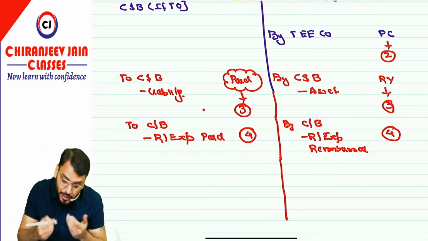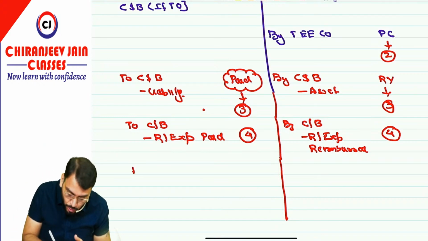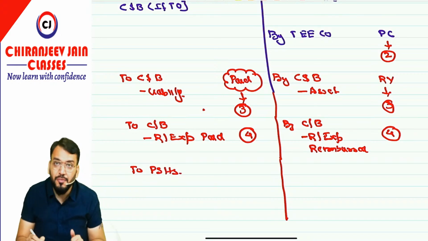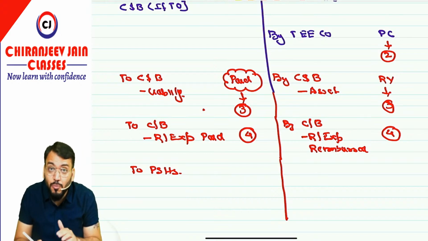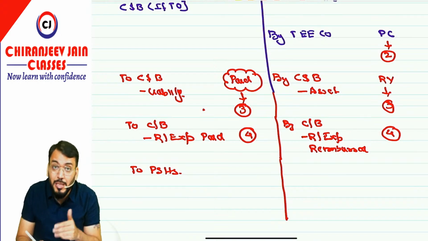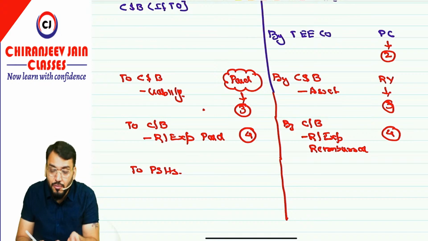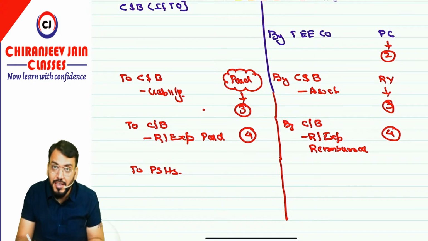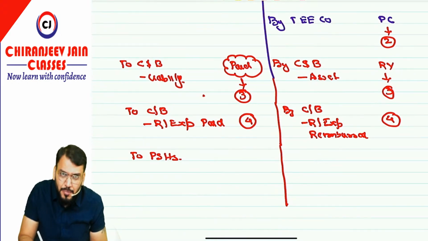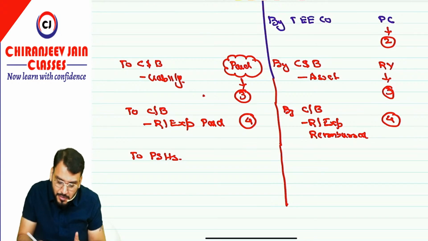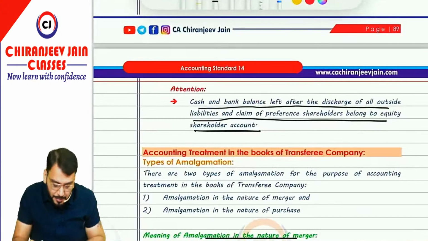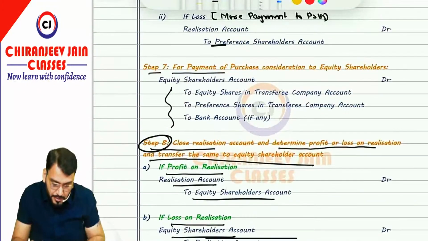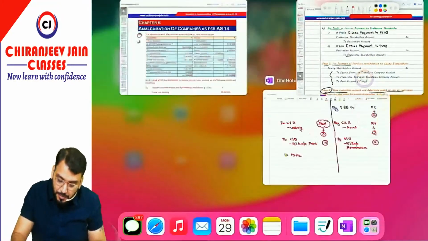Then when you close the preference holders account, there can be some more payment to preference holders. If we do more payment, we write on to preference holders. More payment to preference holders will be transferred to realization account. Then we make the entry realization account debit to preference holders account, correct? So this is actually step number 6.